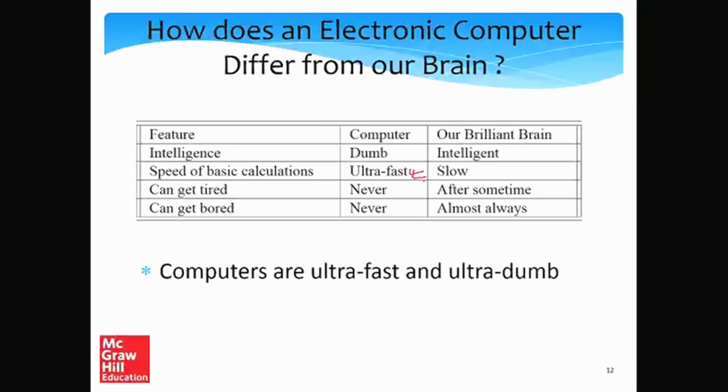Well, some more advantages. Computers never get tired, they never get bored, they never get disinterested. Whereas we human beings, after some time we get tired, almost always we get bored and disinterested. So, in a nutshell, computers are ultra fast and yet ultra dumb, but that's fine.